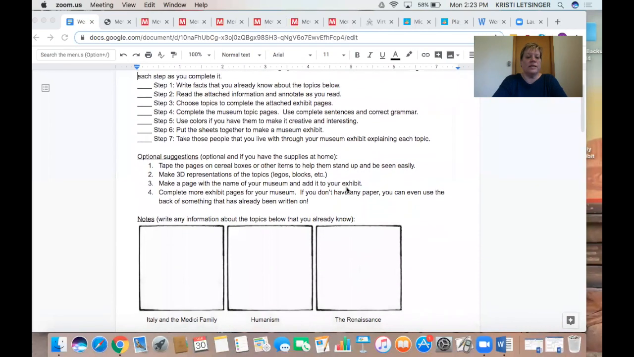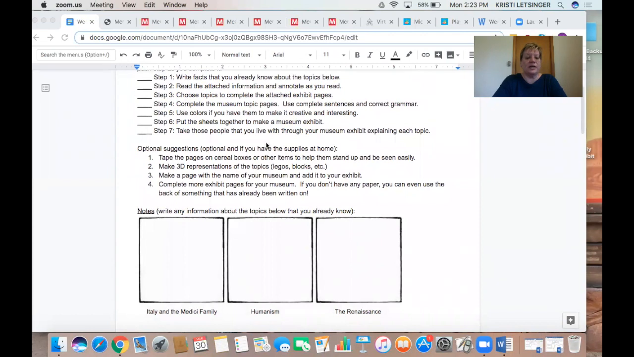Now each step has lines beside it. I believe it's really important to know how to be successful. So every time you complete a step, check that off, that way you know you're doing what you're supposed to be doing.